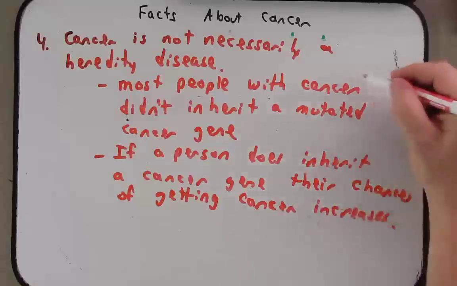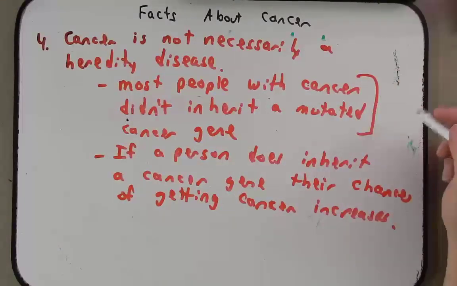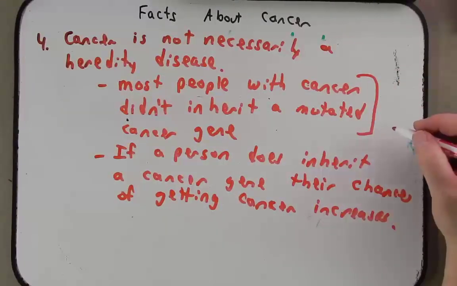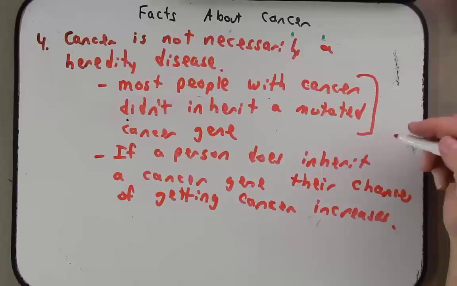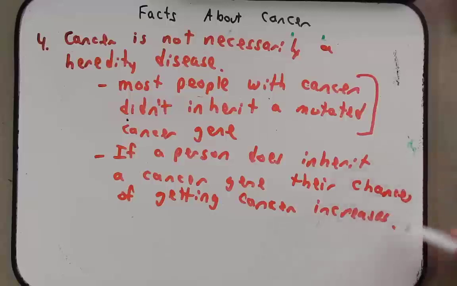So, since most people get cancer without inheriting a mutated allele, that means that throughout the course of their life, they gain those mutations, most likely due to some kind of environmental exposure to some kind of carcinogen. But if you are born with one, that means you are one step closer to developing cancer at some point in your lifetime. Because remember, you need about 10 mutations.